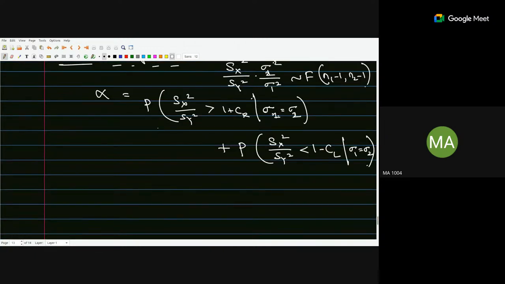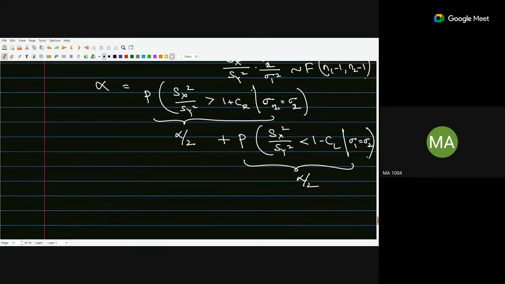And also, as I said, this rejection region and this rejection region probabilities, we will keep equal, because I don't want one side having more error and one side having less error. I want the error to be equally present on either side. So if I'm making an error, that shouldn't affect my choosing which side. So that's why this will be alpha by 2, and this will be alpha by 2.